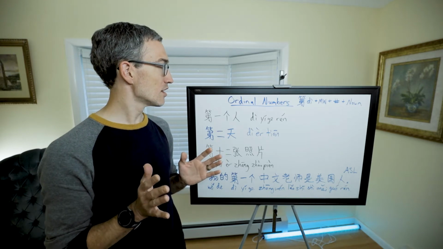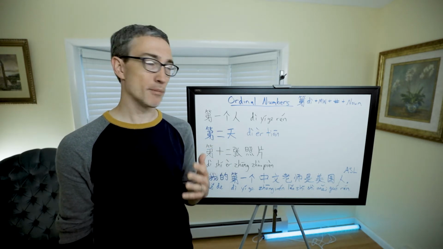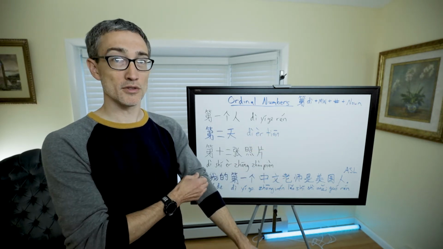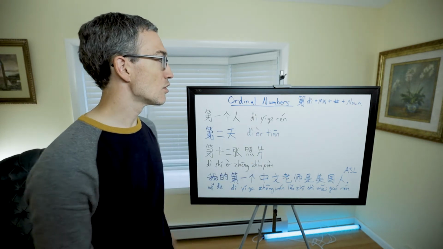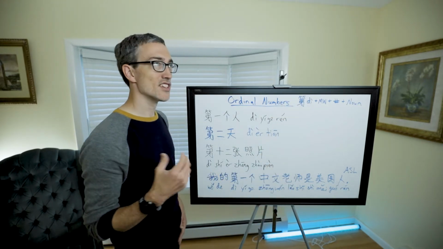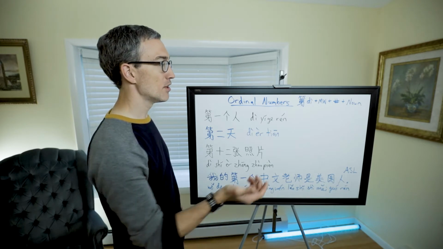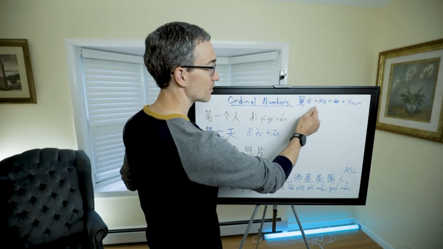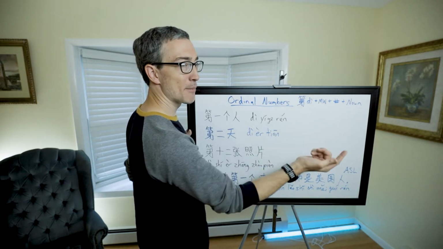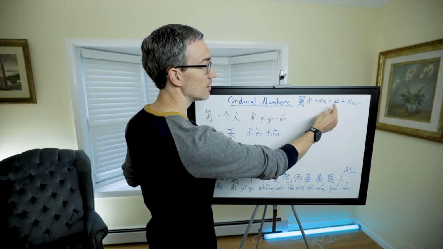In Chinese, the way to make an ordinal number is to put the word di before it, and then it becomes an ordinal number. So it's really simple, just di. If we're trying to say the second apple, for example, the formula is di, measure word, number, and noun. So the second apple would be di er ge.